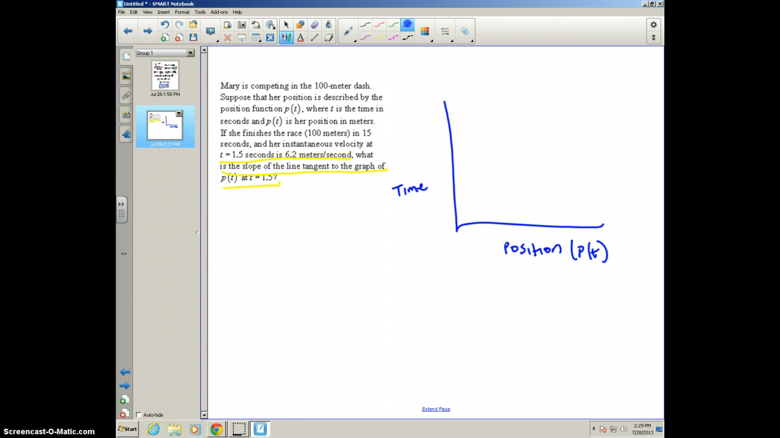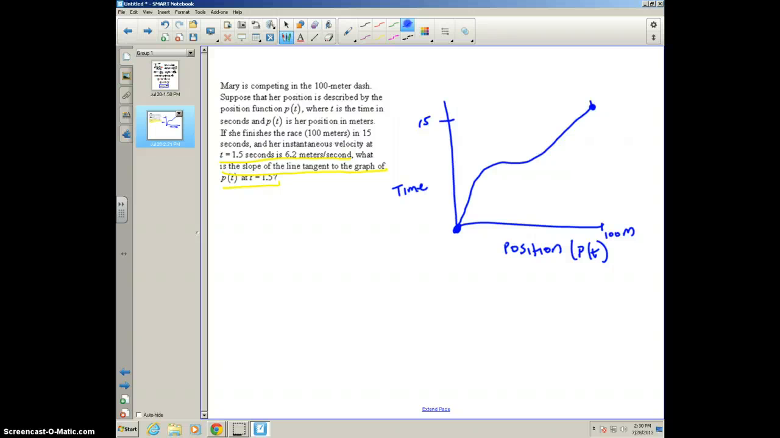Her graph might look something like this. This is 100 meters, and we know she's done in 15 seconds. Her graph might look like this. She might speed up, slow down, speed up. But we know that at 100 meters, at 15 seconds, she's done.